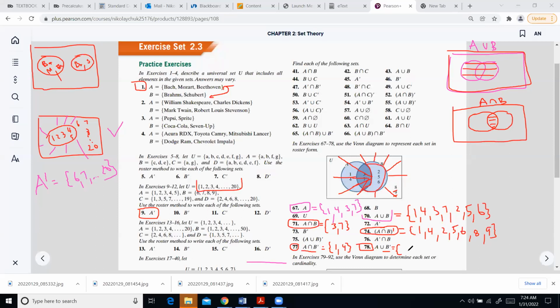So let me put all the elements here together. So I put 1, 4, 3, 7. So that's my set A, right? Because I have to take a union of that one. And from not B, I'm going to add a pair such as 8 and 9. And that'd be it. So we found the union of those 2 sets. How about that?